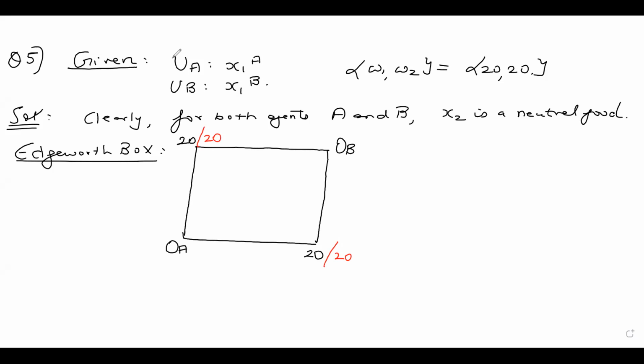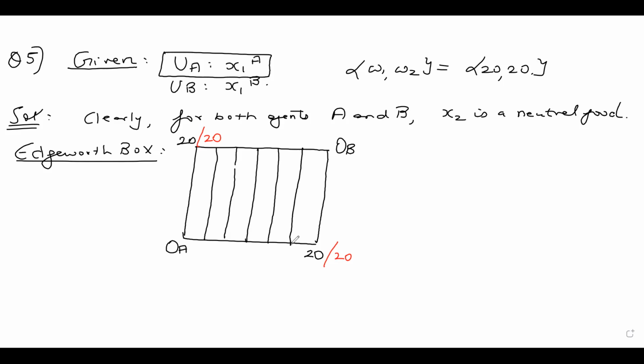How will the ICs look? For agent A, x2 is a neutral good. Neutral good means agent A's ICs are parallel to the y-axis. It doesn't matter how much good 2 there is. All that matters is good 1, and the direction of preference is going to be east. Likewise, I can draw the ICs for agent B. You can see the ICs are going to overlap because for agent B also, x2 is a neutral good. It doesn't matter how much x2 there is, so the ICs of both agents are going to overlap.